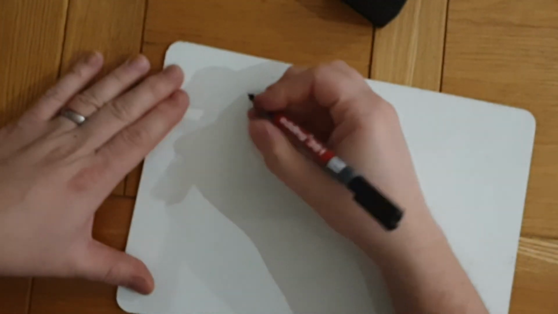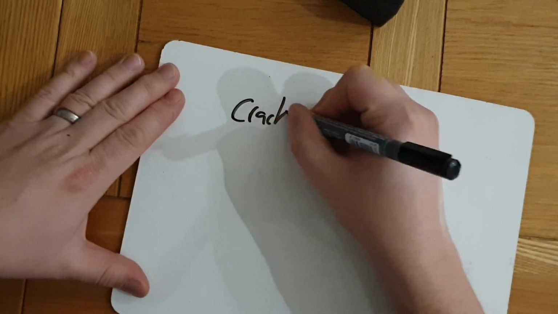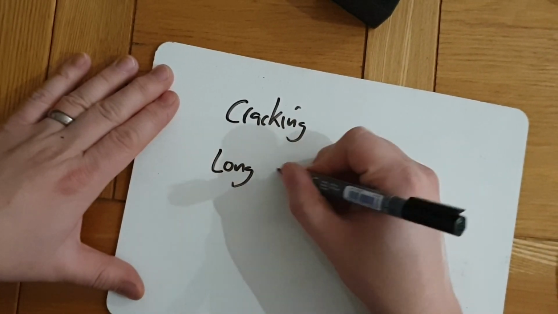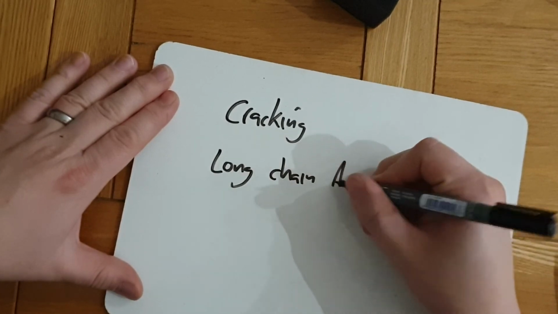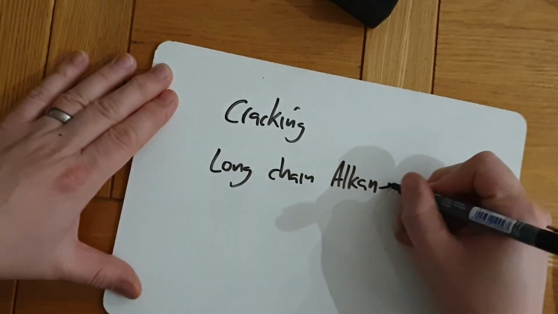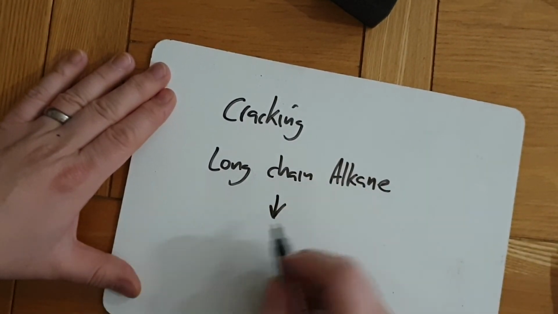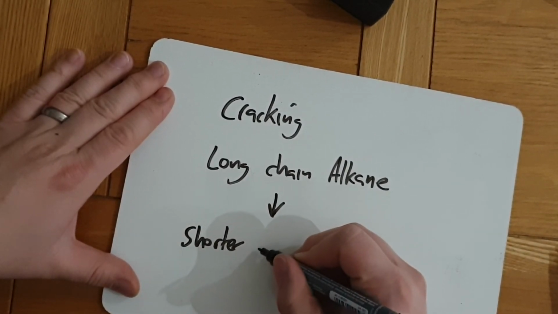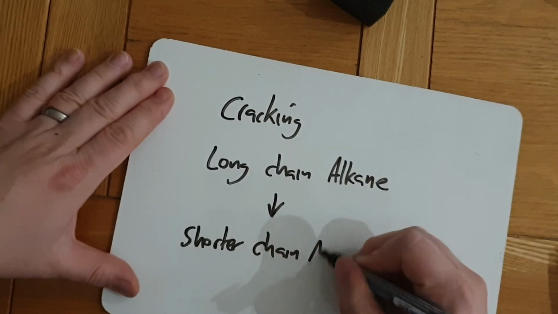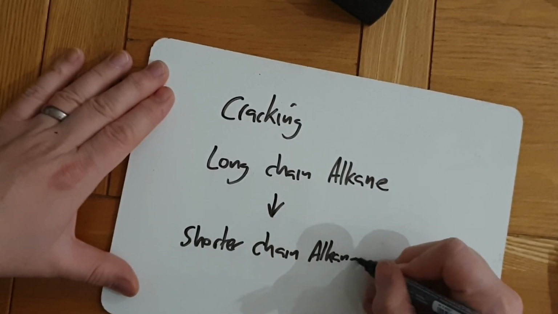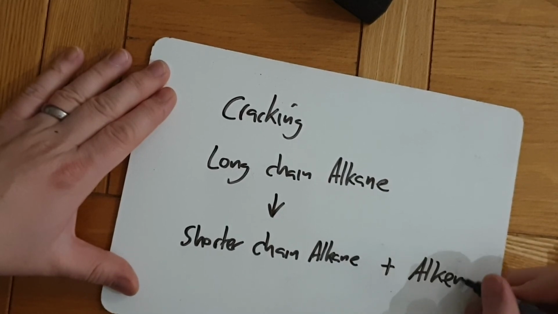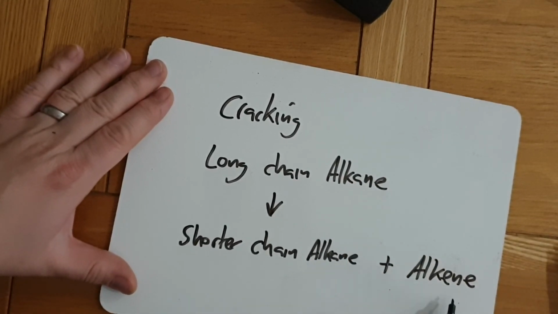So cracking takes a long chain alkane and it splits it up and it turns it into a shorter chain alkane, and it also turns it into an alkene.